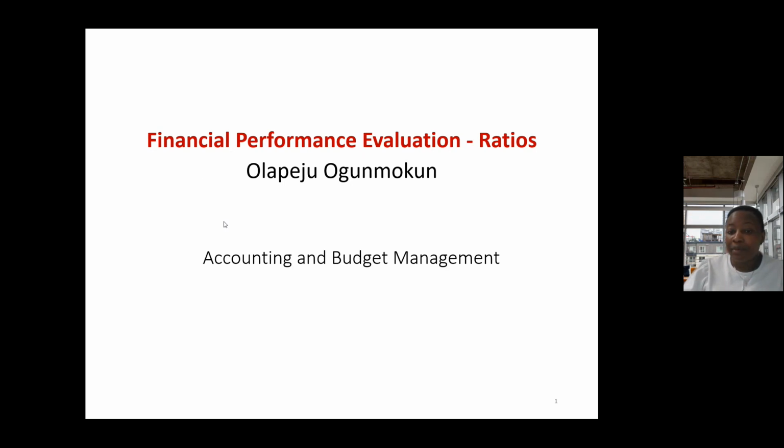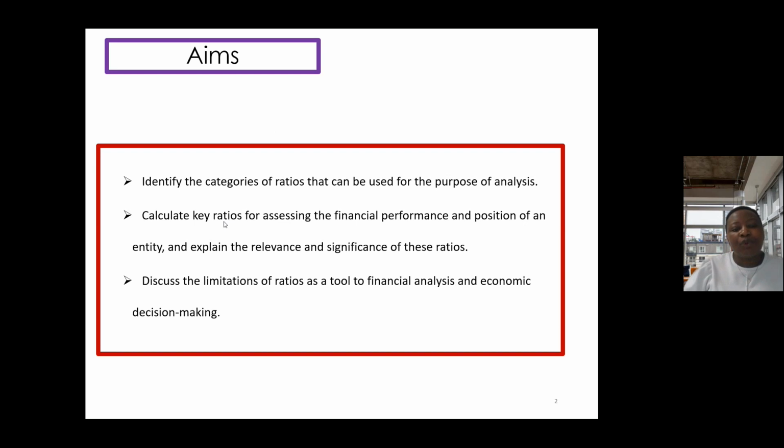Today we're looking at financial performance evaluation, looking particularly at ratio analysis. We'll try to be able to identify the various categories of ratios that we have, the purpose of these ratios, and how we can use those for analysis. We'd also try to calculate some of these ratios and then look at their various limitations.